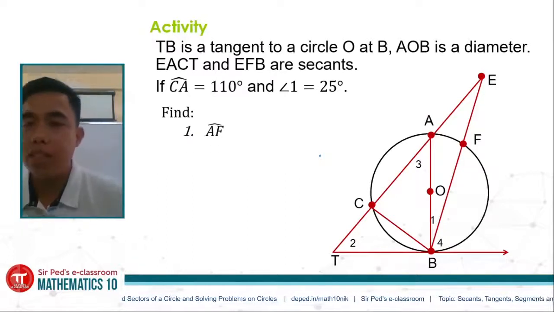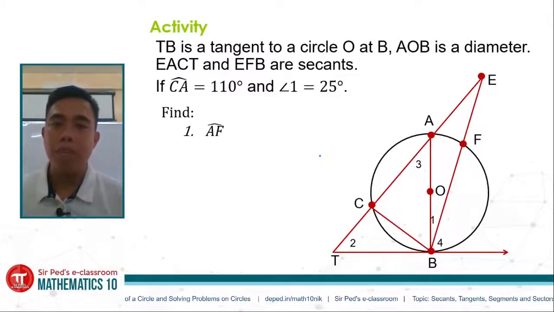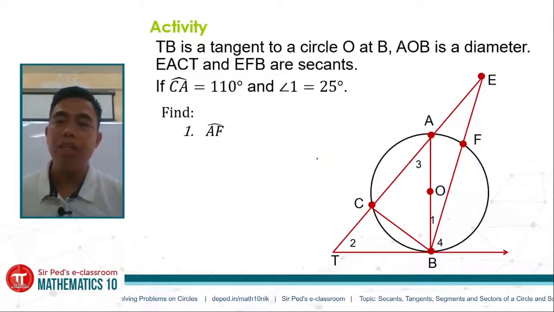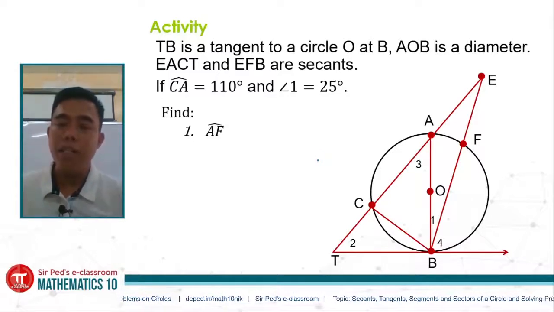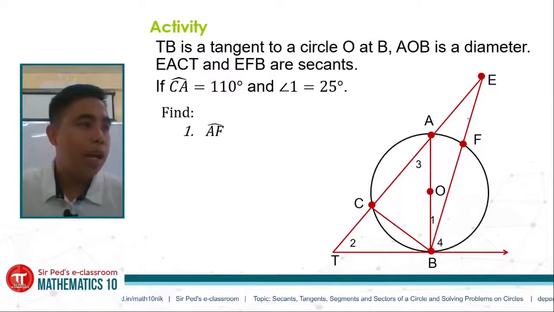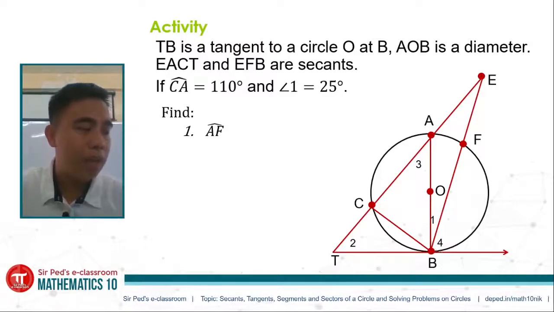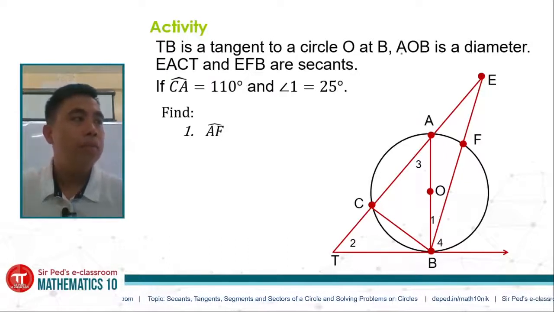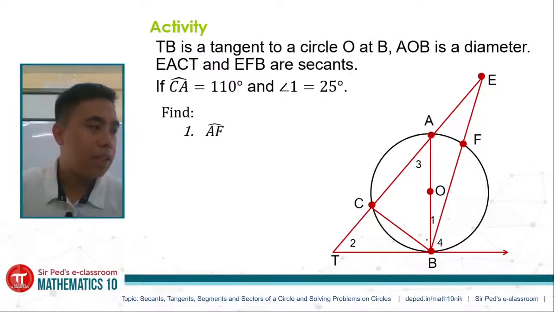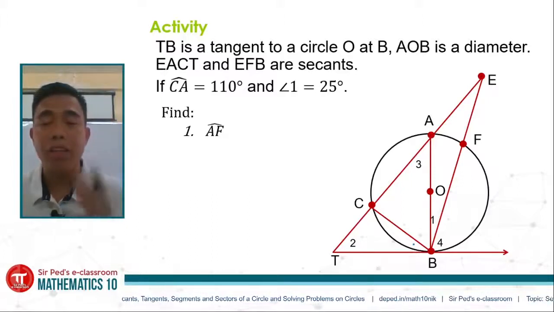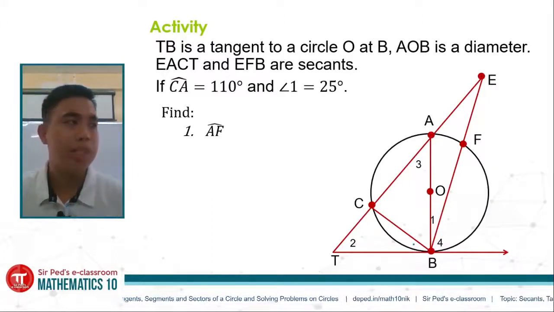TB is a tangent to a circle O at B. AOB is a diameter. EACT and EFB are secants. If arc CA is equal to 110 degrees and angle 1 is equal to 25 degrees, find arc AF. It says here, TB, this one, is a tangent, and the point of tangency is B. AOB, it is a diameter. So the diameter, recall that it divides the circle into two semicircles.